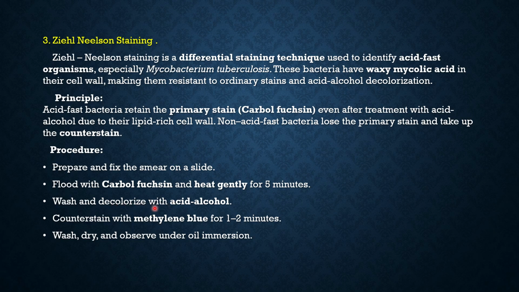Immediately it will not enter the cell, so we need to heat them gently for 5 minutes. When we heat, what's happening? We're forcefully making the stain enter inside the cell. Once the acid fast bacteria absorb this carbol fuchsin, we cannot decolorize them very easily. So after forcefully introducing the stain, we will decolorize with acid alcohol.